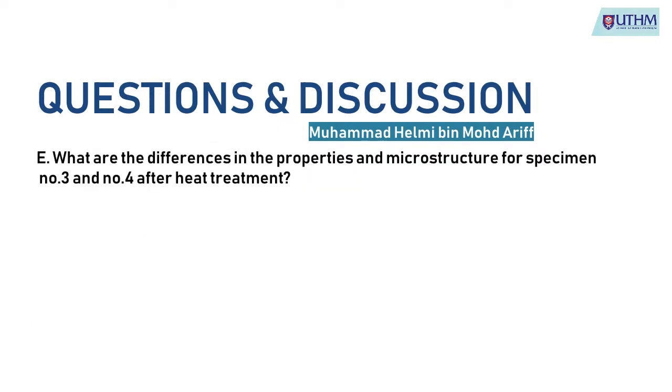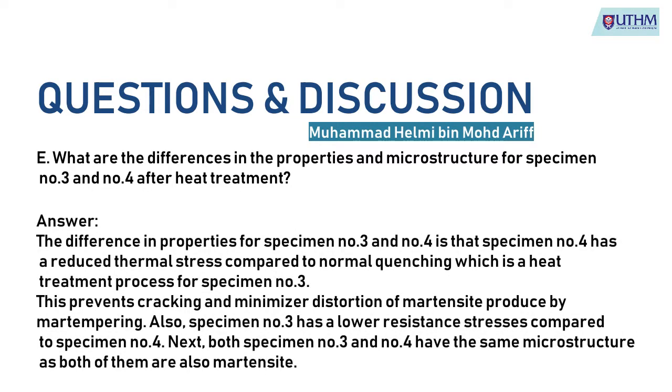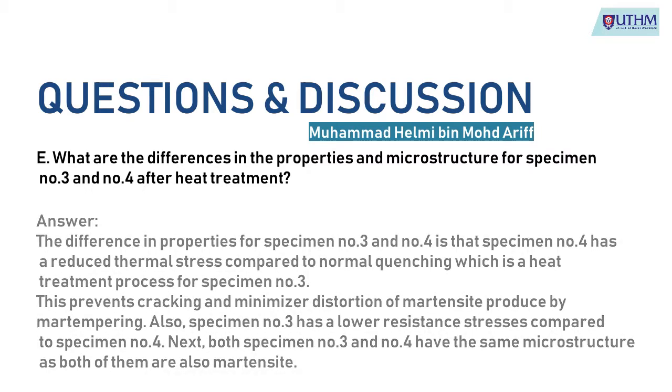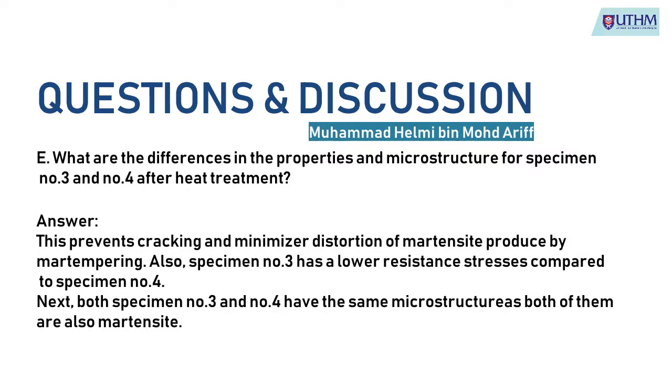E. What is the difference in the properties and microstructure of specimen number 3 and number 4 after heat treatment? The difference in the properties is that specimen number 4 has a reduced thermal stress compared to the normal quench, which is the heat treatment process for specimen number 3. This prevents cracking and minimizes distortion of the martensite produced by tempering. Also, specimen number 3 has a lower residual stress compared to specimen number 4. Next, both specimens number 3 and number 4 have the same microstructure, as both of them are martensite.